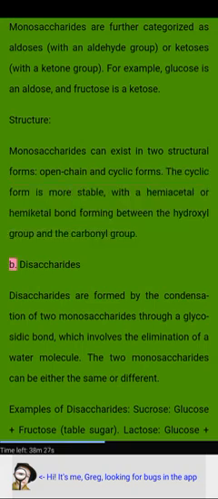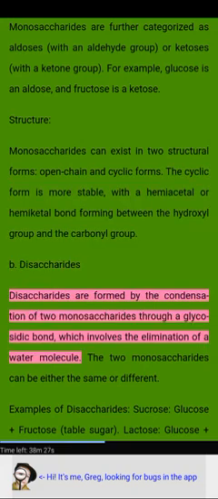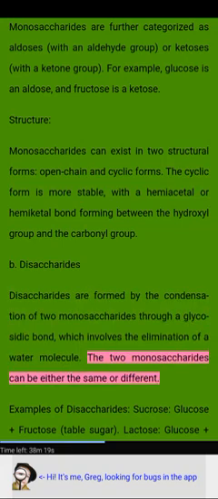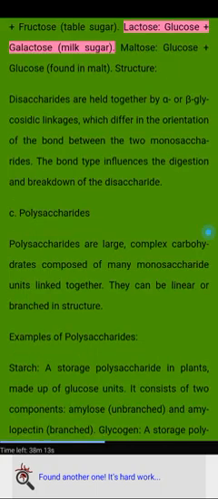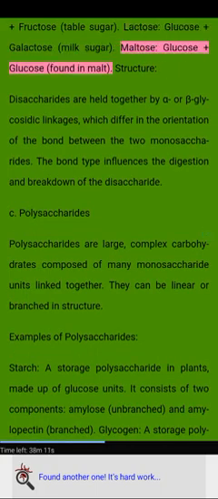B. Disaccharides. Disaccharides are formed by the condensation of 2 monosaccharides through a glycosidic bond, which involves the elimination of a water molecule. The 2 monosaccharides can be either the same or different. Examples of disaccharides: sucrose, glucose plus fructose, table sugar. Lactose, glucose plus galactose, milk sugar. Maltose, glucose plus glucose, found in malt.